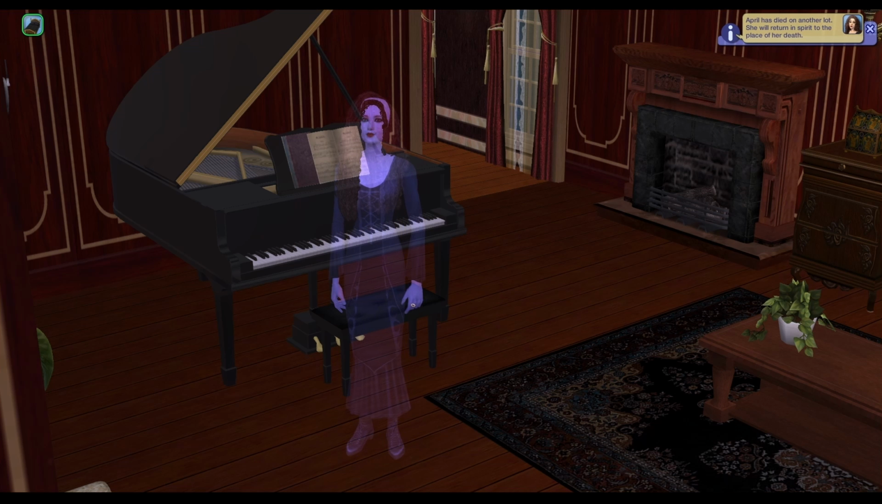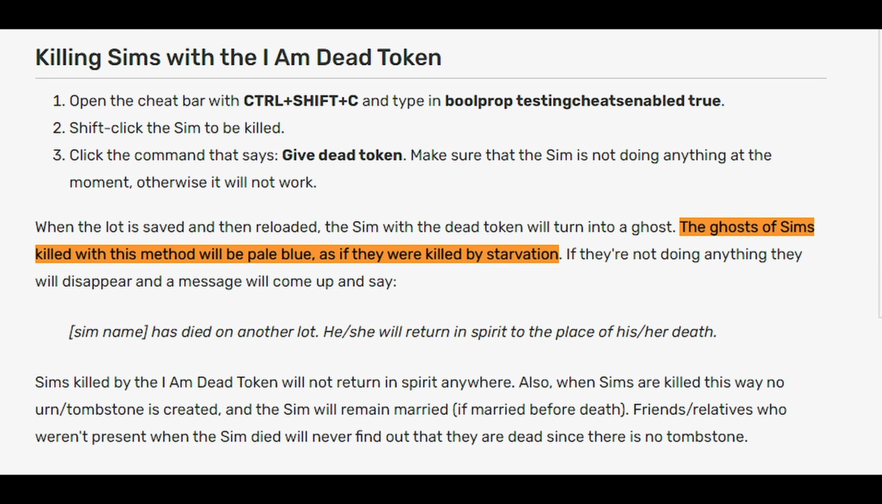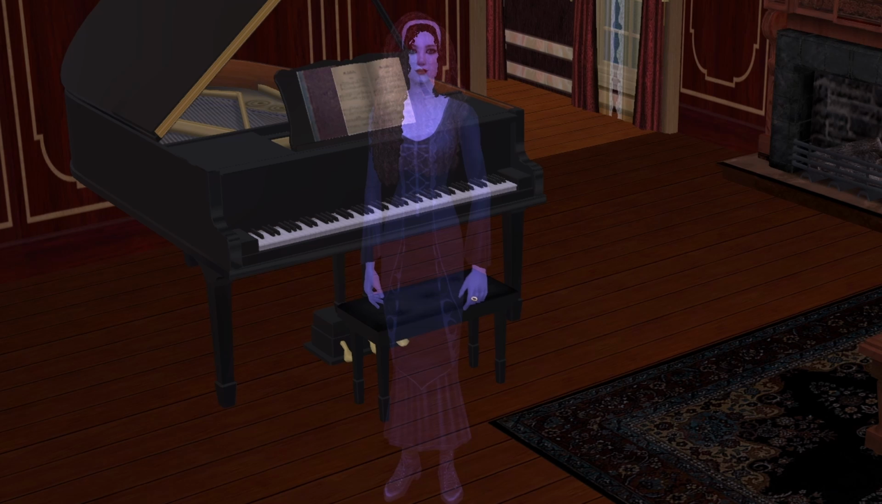If the sim dies because of a dead token, they do not leave a gravestone behind. They are considered dead from starvation. You can tell that from the ghost color.